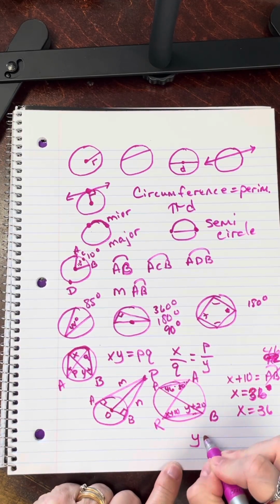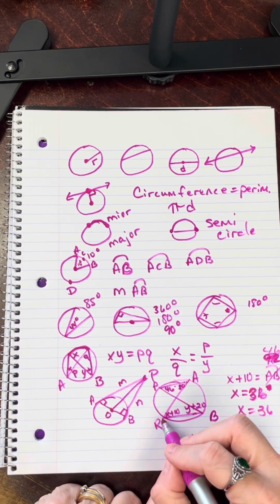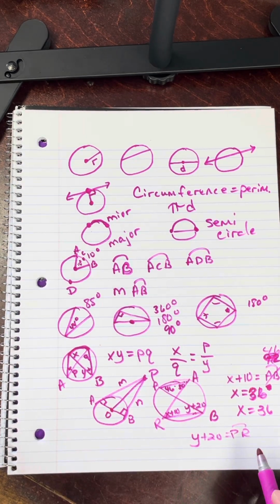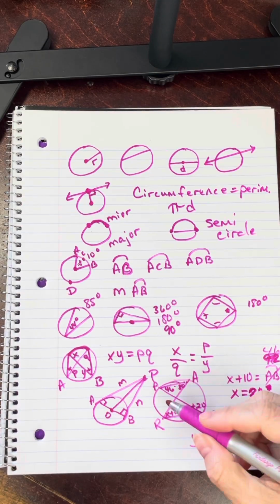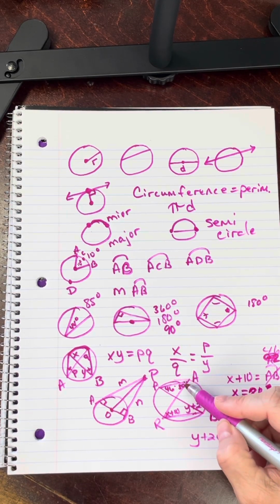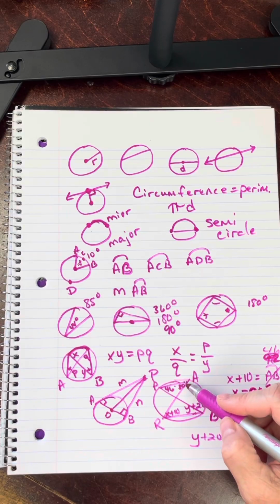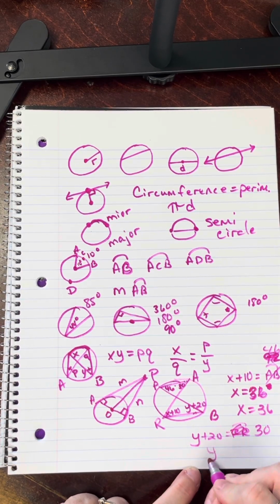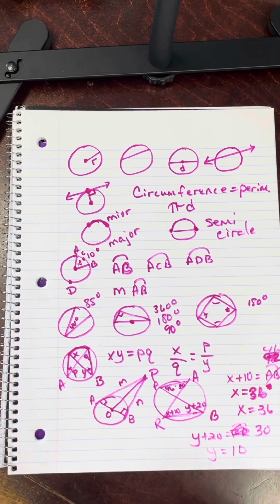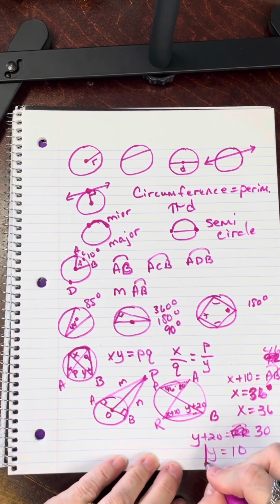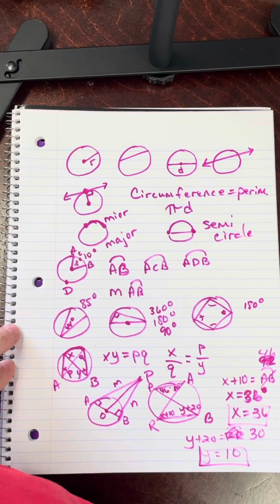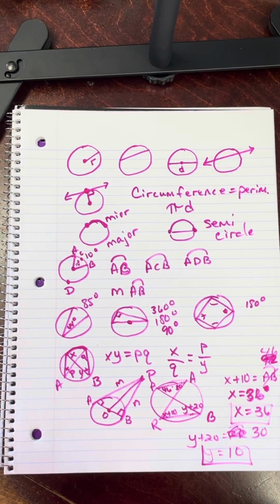This has the Y plus 20, and it's cutting arc PR. So I know that they're going to be equal. Is there something else that cuts that same PR? Yes, this 30 degrees. Now let's set it correctly. So we're going to change this to be 30 degrees, and then Y equals 20 from 30, which is 10. So Y equals 10 and X equals 36. There, I fixed that so you can see that a little more clearly.